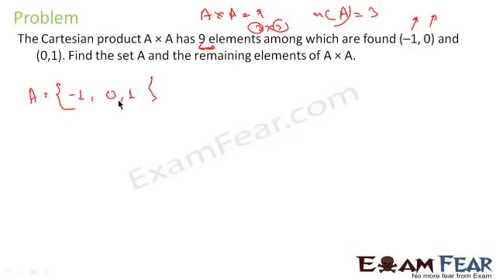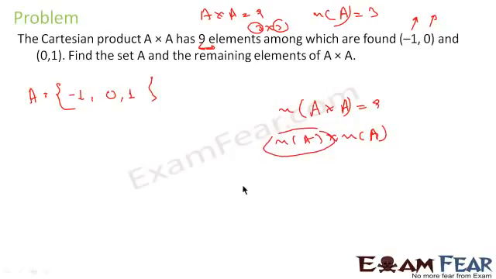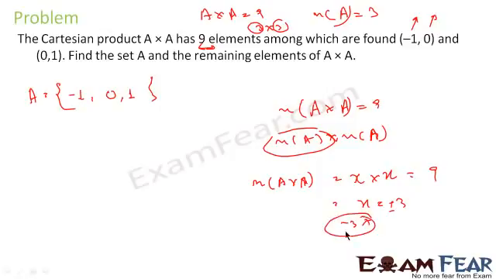Let me repeat once again. It says that the number of elements in A cross A is 9. So the number of elements in A cross A is equal to the number of elements in A into the number of elements in A, correct? So let's suppose this is X. So we'll say the number of elements in A cross A is equal to X into X, which is equal to 9, so X is equal to 3. It can be plus or minus 3, but we can ignore minus 3 because a number of elements is always positive. It should have 3 elements.